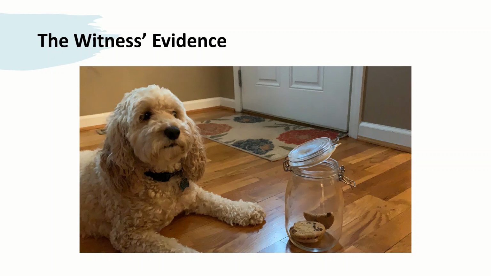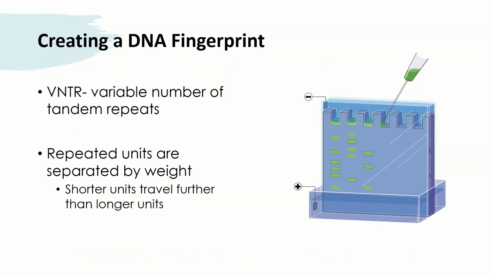To identify the culprit, the forensic scientist is using VNTR repeats to create a DNA fingerprint. VNTR stands for Variable Number of Tandem Repeats, which means that sequences of bases are repeated over and over again. This technique is efficient because different people have a different number of base repeats. The repeating units are separated by weight using gel electrophoresis. Here are the results.